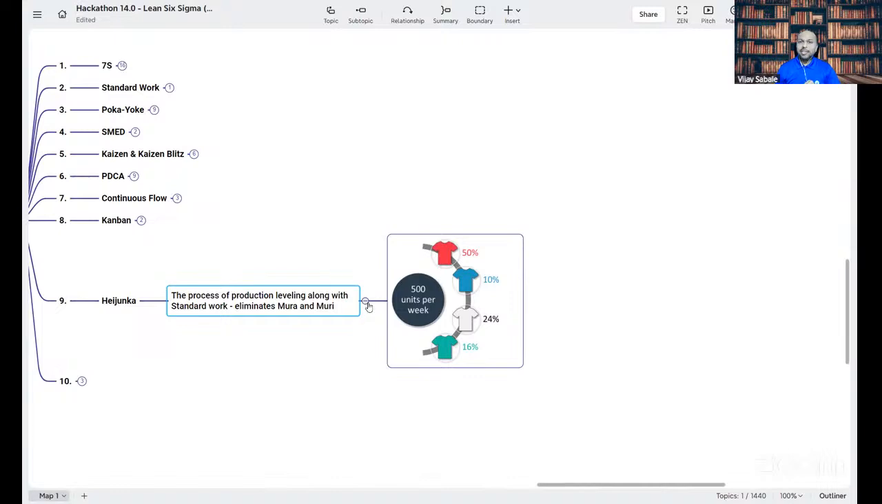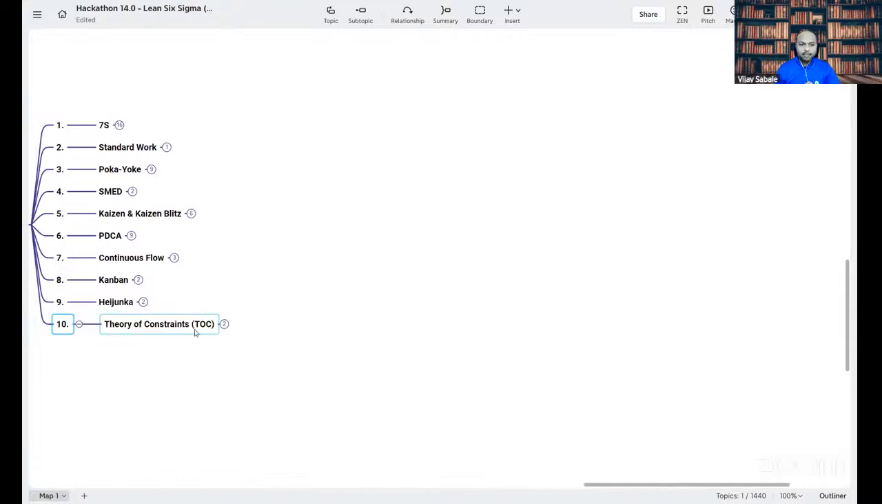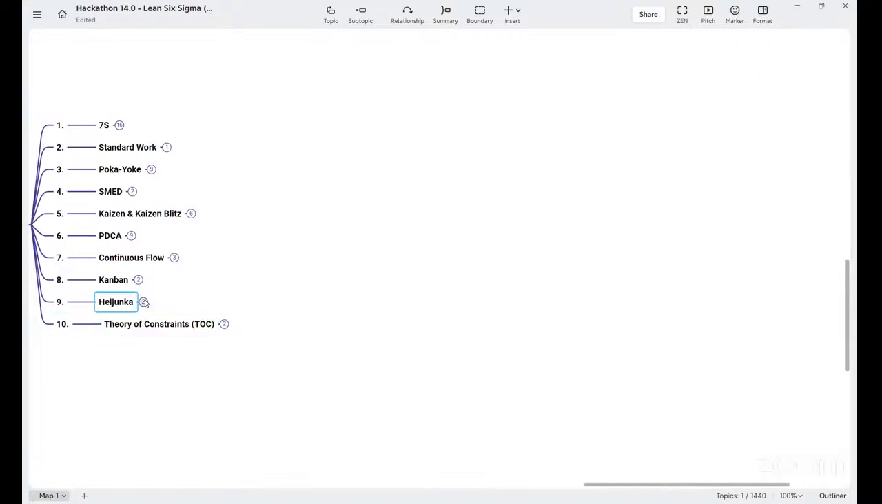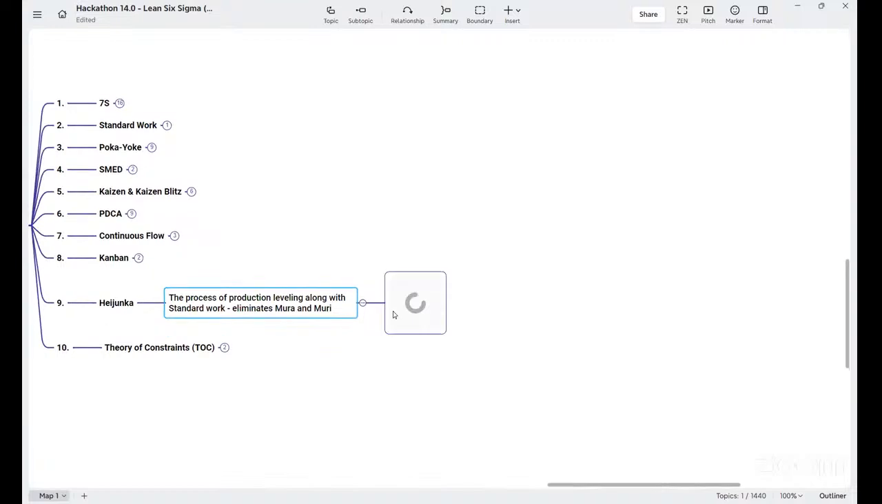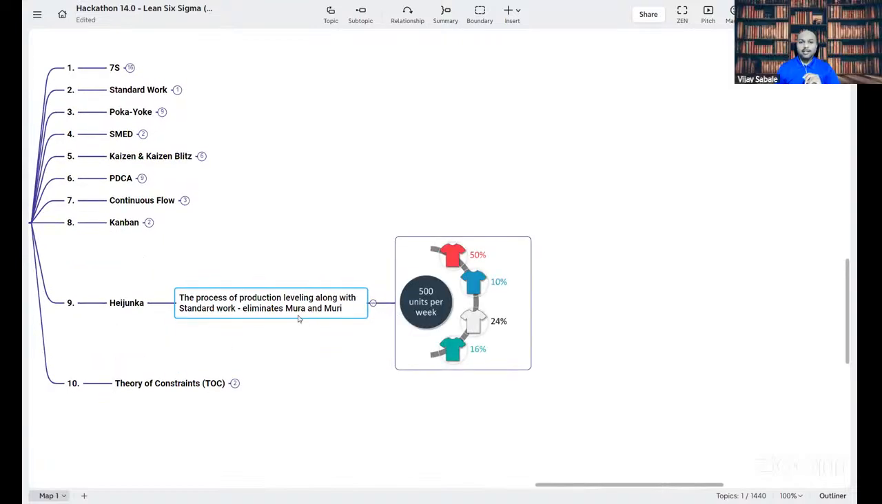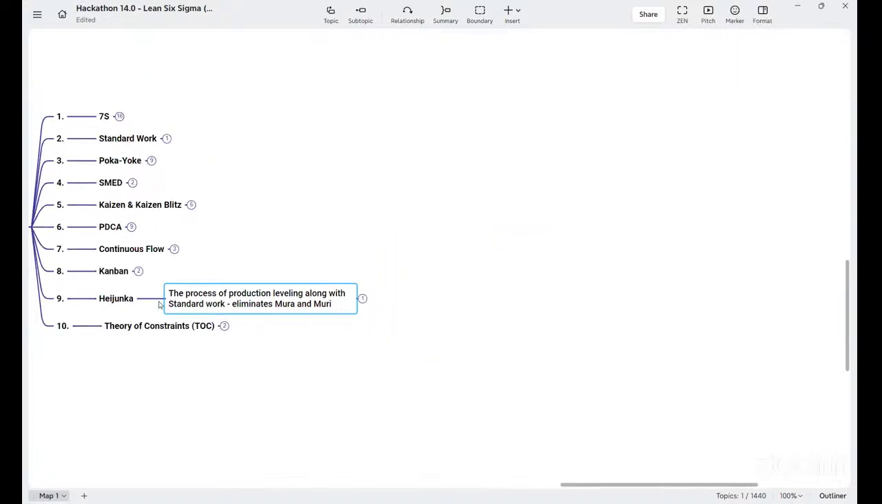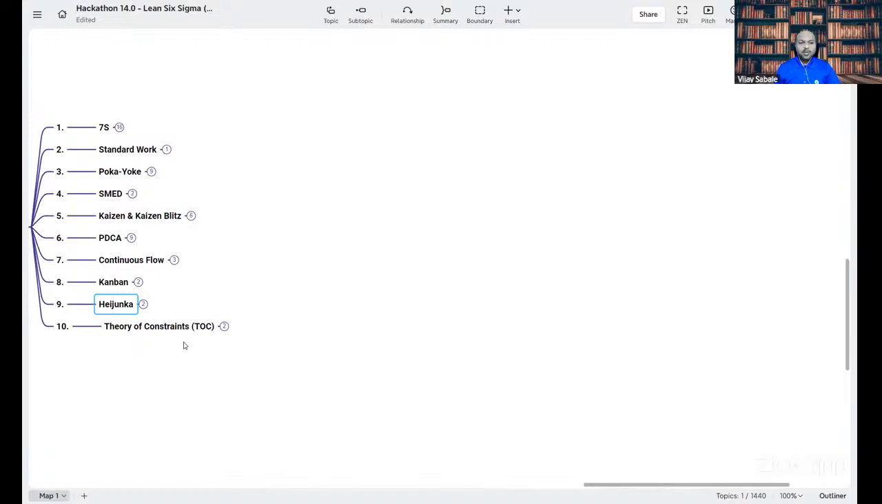Heijunka, that's the production leveling. And the last tool is the theory of constraint. There is one more M. Sorry, sir. There are three M's: Mura, Muda, Muri. Yeah, right? Got it. And the last one is the theory of constraint.